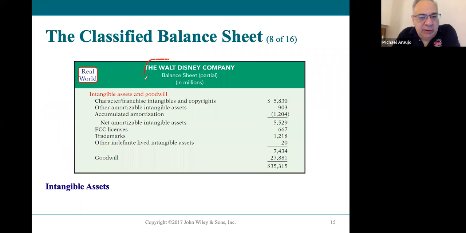And here's the Walt Disney Company partial balance sheet showing the characters, their licenses and trademarks, et cetera, that have value.